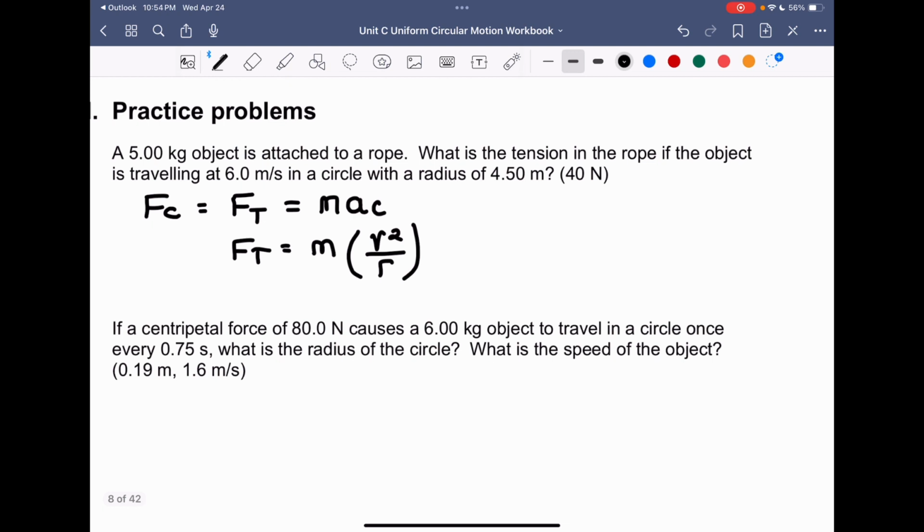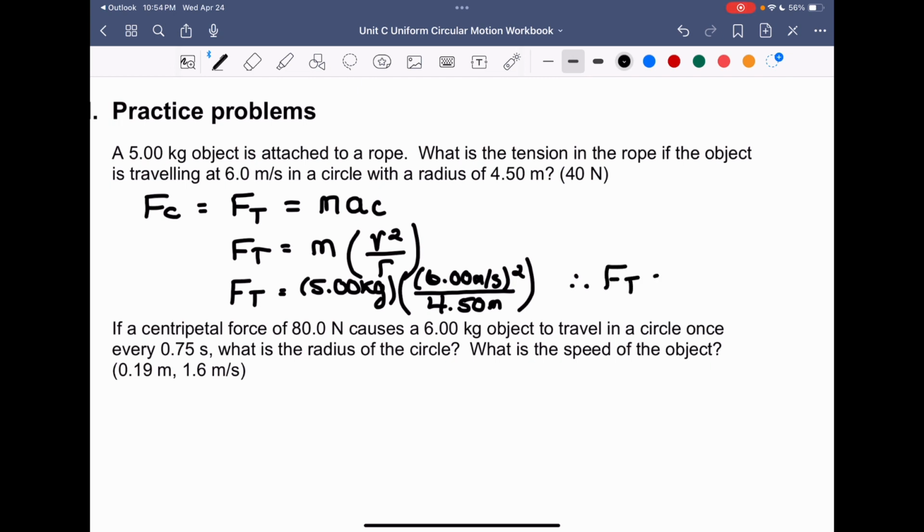Now what I'm going to do is just plug in the numbers here. So we get Ft is equal to, our mass is going to be 5 kilograms. So I'll plug that in first with the units, close bracket, our speed, which is 6.0, and in brackets, I'm going to make sure to include that all, just because the squared applies to not only the units, but the actual number itself, divided by the radius, which is 4.50 meters, close bracket. And so therefore, we can write the Ft, or the tension on this cable, as 40 newtons.